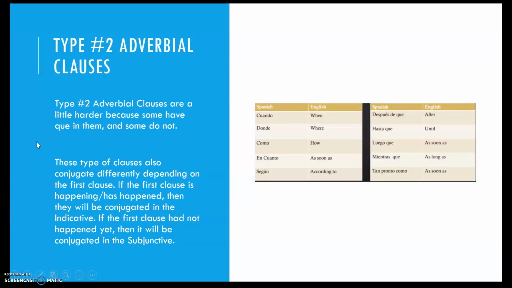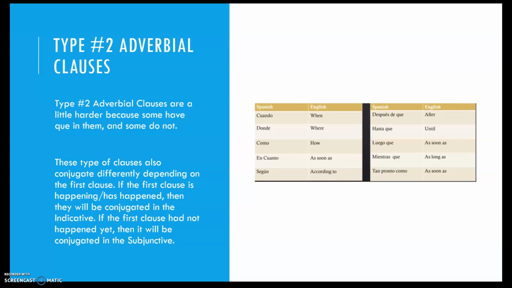Okay, type number 2 adverbial clauses. And these are a little bit harder than type number 1. As you can see, some of them have que and some do not in the chart on the screen. So you'll see that después de que, hasta que, luego que, and mientras que, they have que, but the rest do not. And you have to remember that they are still type number 2 even though they have que.